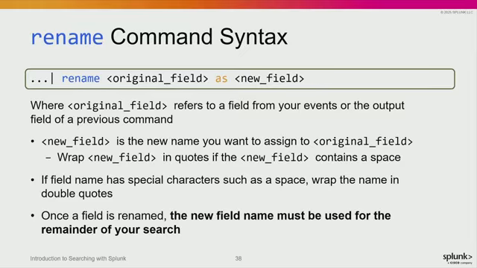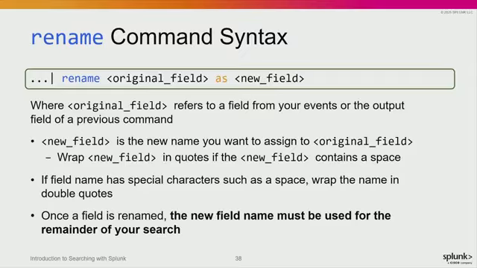From there, I have the name of my command, rename, and then I have a placeholder for the original field name. So this will be the name of the field from my results that I'm wanting to change. We then have an as clause, and then that's followed by a placeholder for our new field name. So this will be a field name that you are defining. Now, if you are creating a new field name that includes any special characters or a space, we want to make sure that it's wrapped in quotes, again, so we're getting the entirety of that field name.